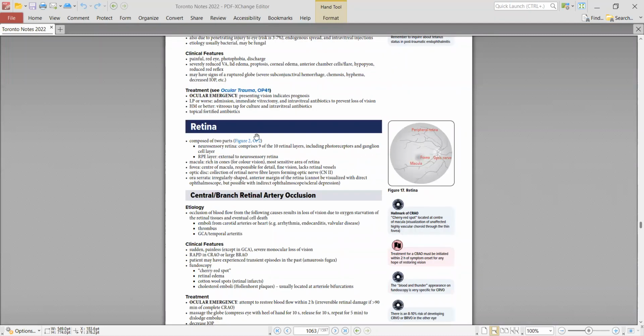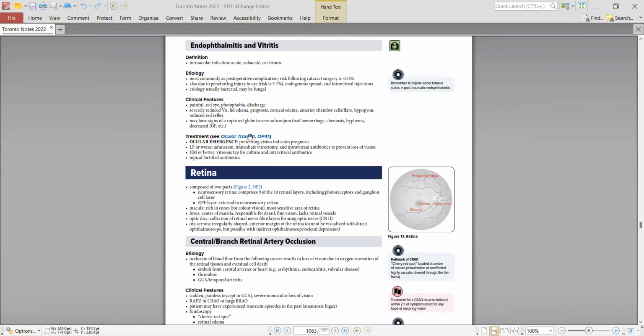So yes, I was doing this endophthalmitis and vitritis. Vitritis is the infection of the vitreous humor. Endophthalmitis is where the whole eye is actually infected. Remember to inquire about the tetanus status in post-traumatic endophthalmitis. Okay, so ask about the tetanus status.